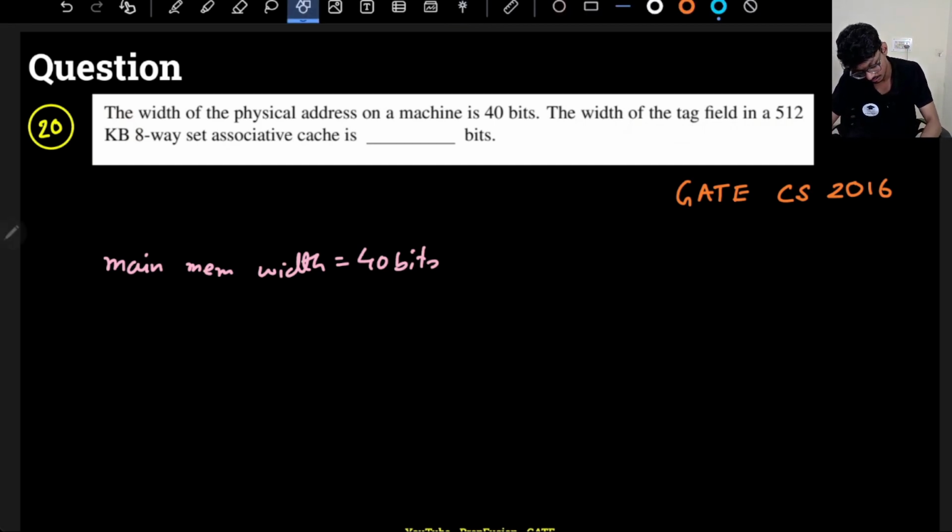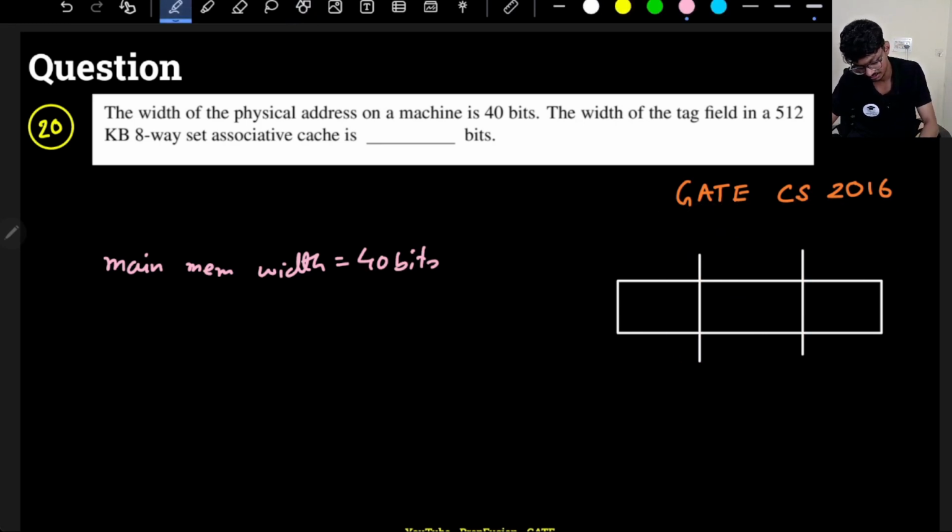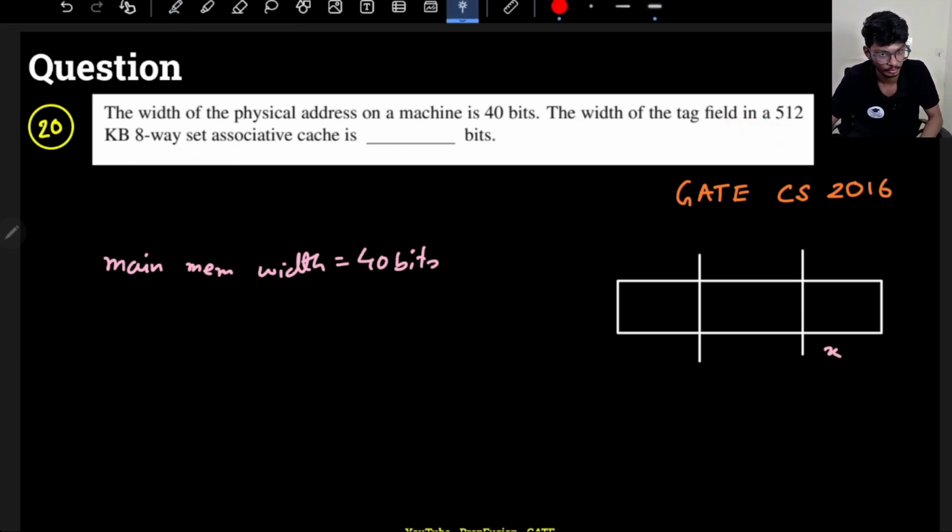Of course you can solve it with the basics we already know, so I will not explain the basic method, that will be the same. They have not given me the byte offset. So how do I find out the tag size? It is a 512 kilobyte 8-way set associative cache, correct? The combined effect of the byte offset and the set number, can you tell me the combined number of bits for the byte offset and the set number?